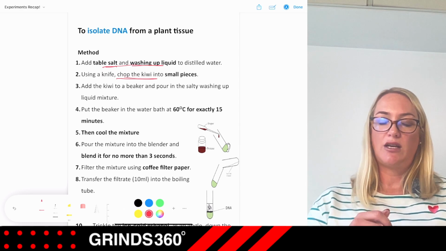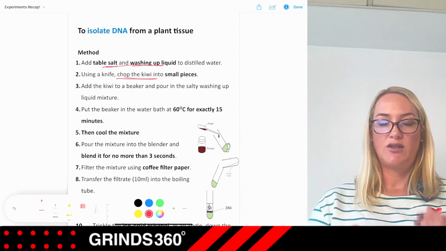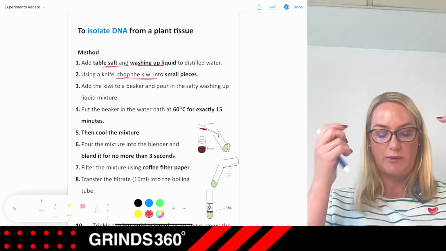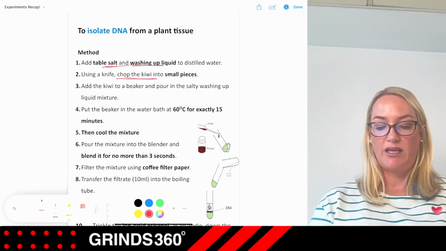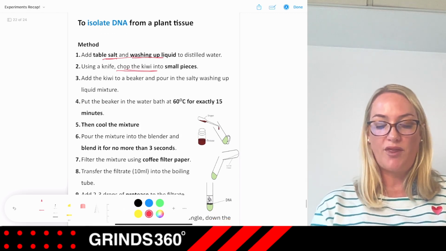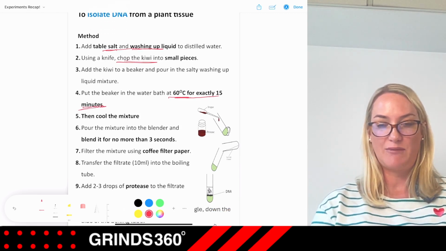So add the kiwi. Into a beaker, you have washing up liquid and you have salt. Add your chopped kiwi, your chopped onion. We're chopping it up because we want to open up the surface area. Add the kiwi to the beaker and pour in your salty washing up liquid. Put the beaker in a water bath at 60 degrees for exactly 15 minutes.